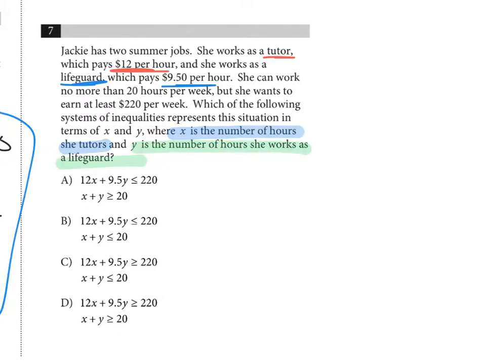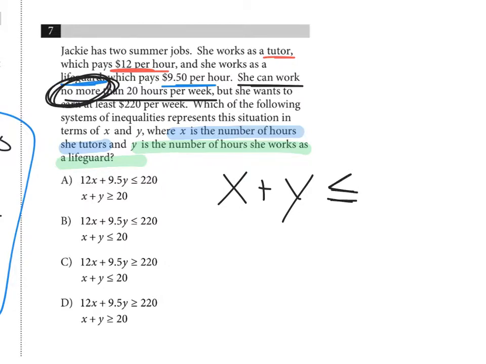So if we go back, it says she can work no more than 20 hours per week. So if I take the number of hours she tutors and add that to the number of hours she works as a lifeguard, she can work no more than, which in math is less than or equal to 20. So that's the first inequality I can write. I can eliminate answer choice A because that says x plus y is greater than or equal to 20. Also, letter D, x plus y is greater than or equal to 20.